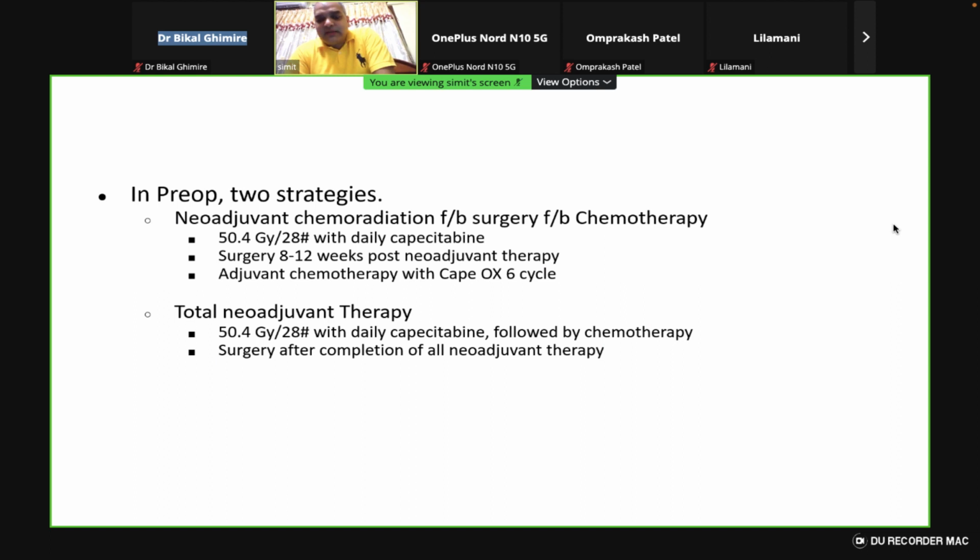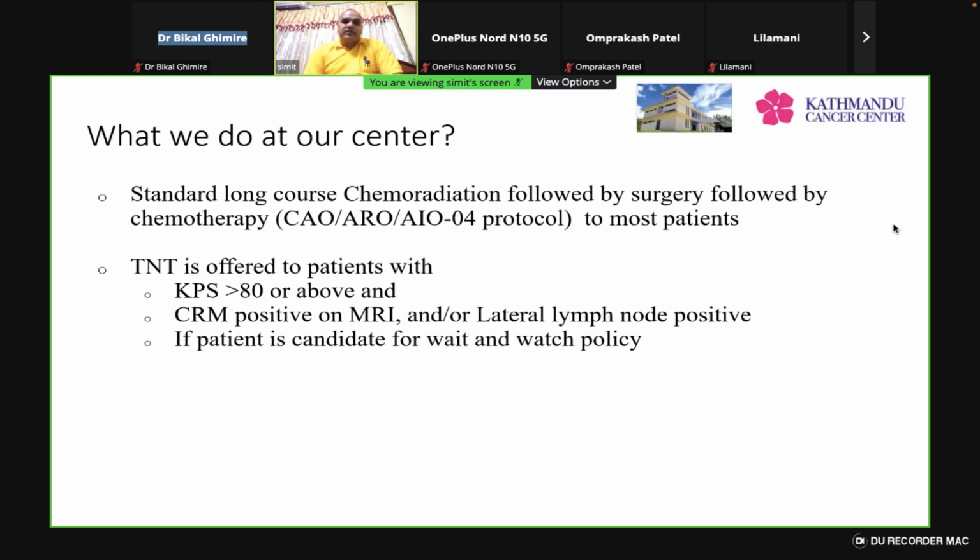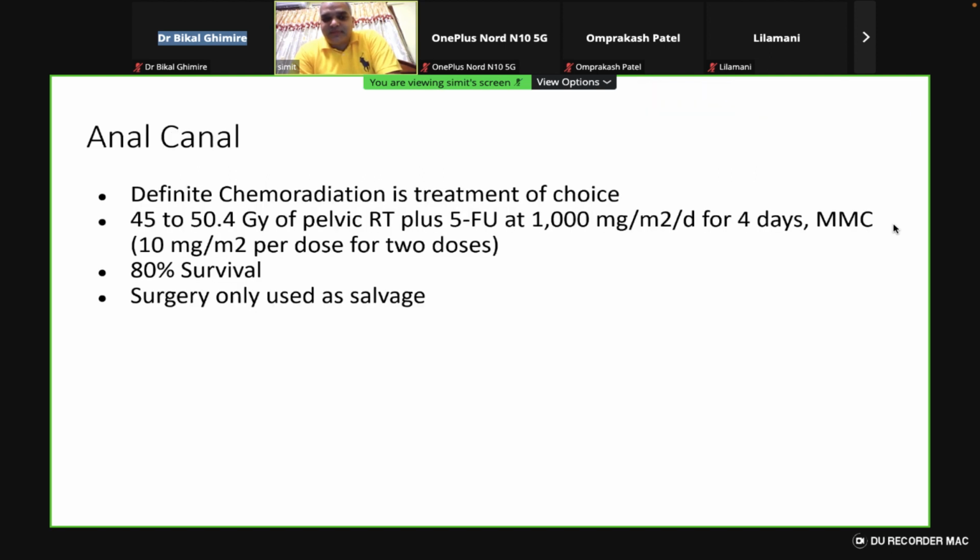Another upcoming approach is total neoadjuvant therapy, where we give all of the treatment, that's radiation and chemotherapy, before the surgery. So what we do at our center is we use standard long course chemoradiation followed by surgery followed by chemotherapy for most patients. Total neoadjuvant therapy is offered to patients with very good performance status, CRM positive on MRI, or lateral lymph node positive, that's obturator or internal iliac or external iliac node positive, or in some cases where the patient is a candidate for watch and wait, we do total neoadjuvant therapy.